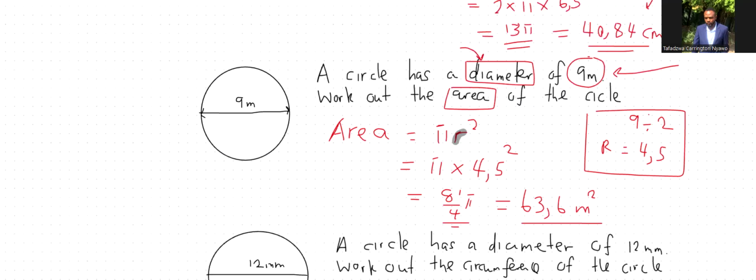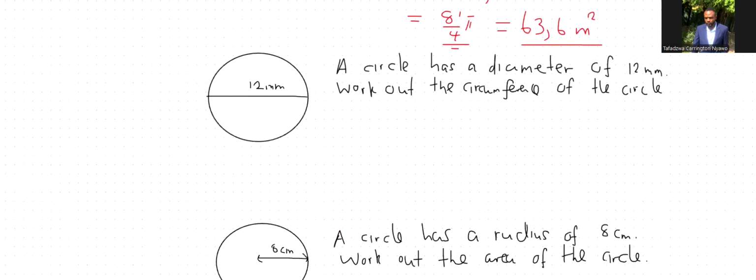So the next question reads, a circle has a diameter of 12 millimeters. I come here, I highlight diameter, and then work out the circumference. Okay, so that means I need to use the formula for circumference. Since here they've given me the diameter, I need to use another formula for circumference, which has got diameter. So this is going to be pi d.